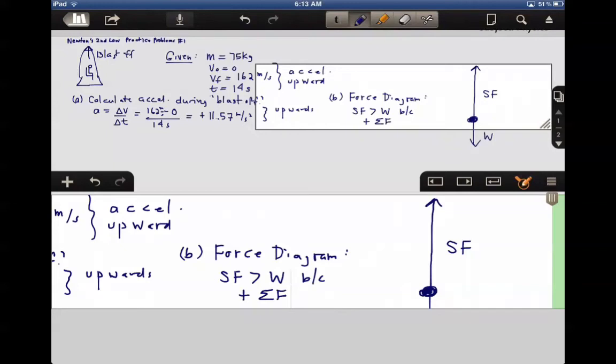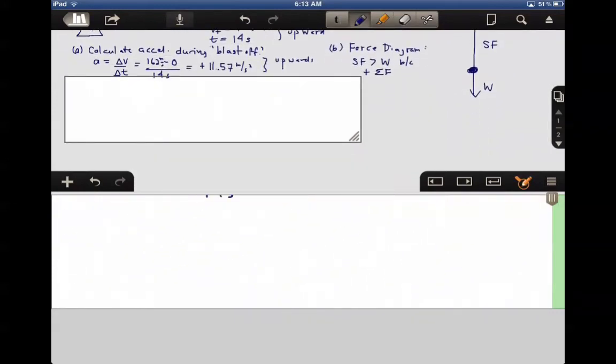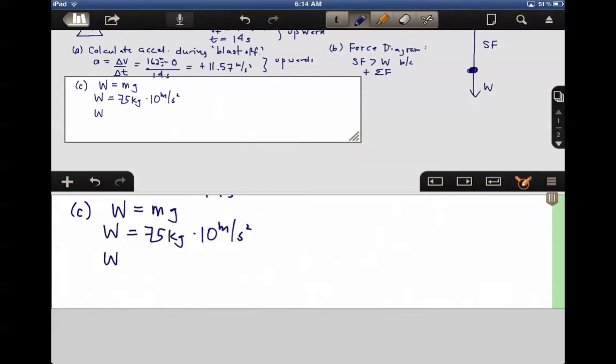Now, the next part of the question asks us to calculate the astronaut's weight. This is pretty straightforward. We know that weight is the specialized case of second law. Weight equals mg. We were told the mass was 75 kilograms. g is 10 meters per second squared. The astronaut's weight is 750 newtons, but I want to be careful here. I'm going to put a negative sign in to remind myself that weight goes downward. We've shown that in the diagram, but it's helpful to note it in the numbers too.